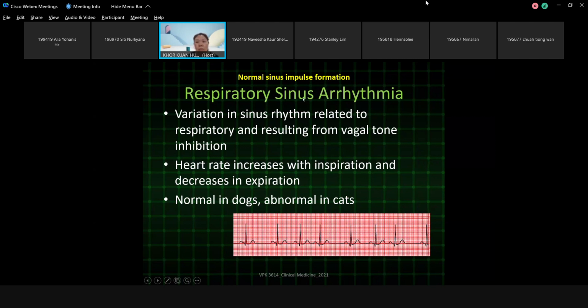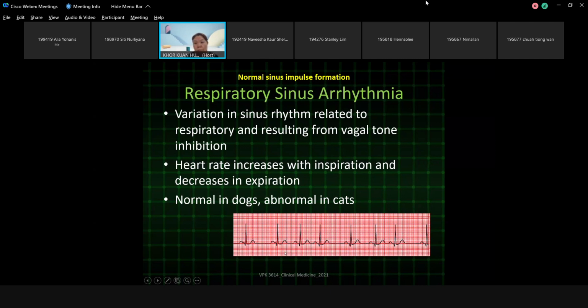So respiratory sinus arrhythmia, how does it look like? You have your P, QRST. One complex over here. Stop for a while. 3 complex. Stop for a while. 3 complex. Okay? And this interval, not so far off also. You got that 3 complex, then 1, then 3 complex, then 1. So that's what it means by respiratory sinus arrhythmia.